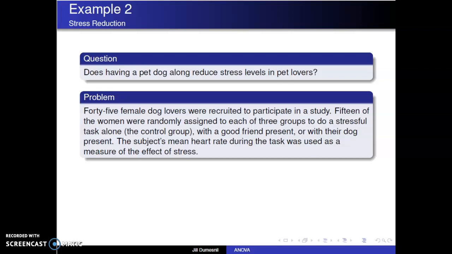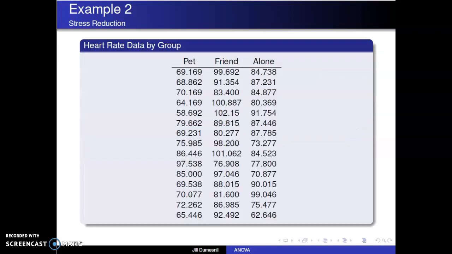The subject's mean heart rate during the task was used as a measure of the effect of stress. The heart rate data arranged by group is given in the chart shown here. There are 15 observations in each group. Looking at the chart isn't all that instructive, so we need to conduct a statistical test.